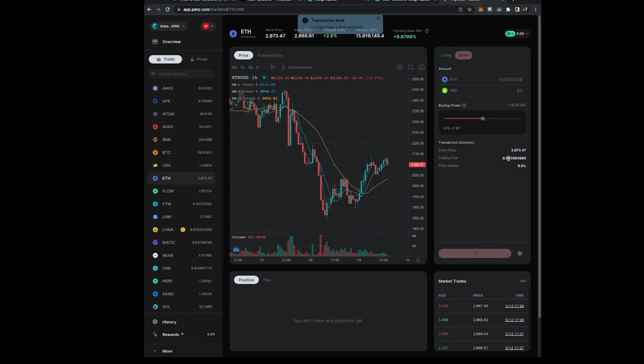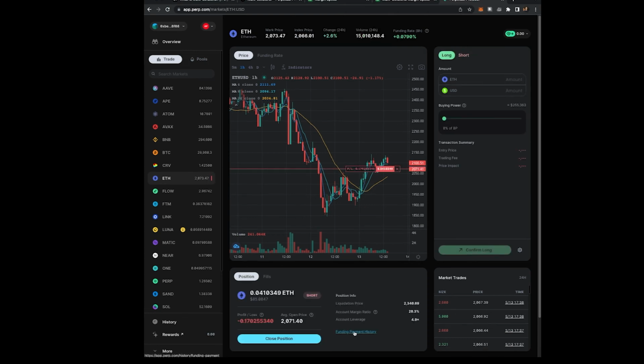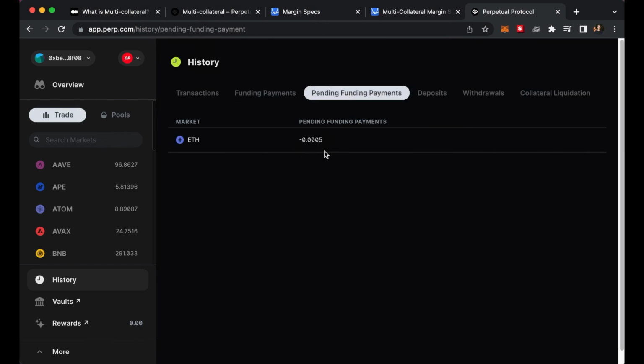Once your ETH short has been open for a while, you can check your funding payments by clicking on Funding Payments History in the Positions tab. And there you have it, an overview of multi-collateral on Perp.